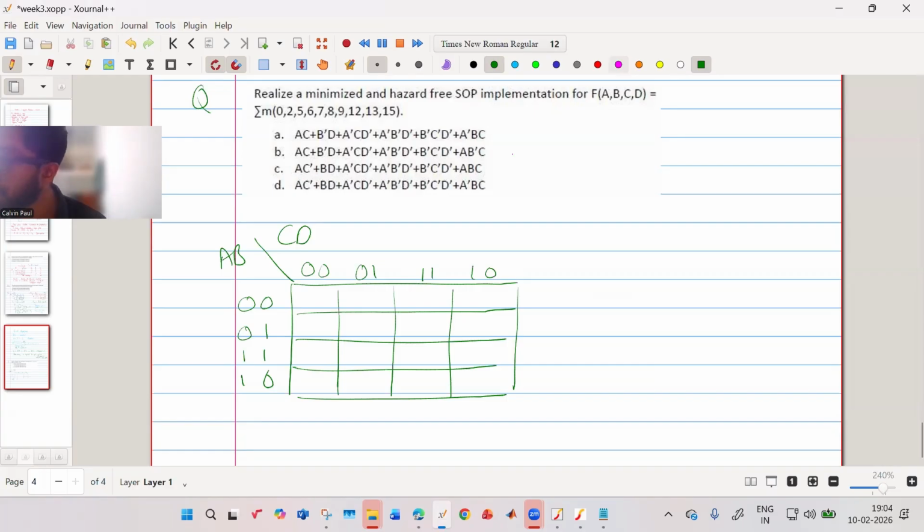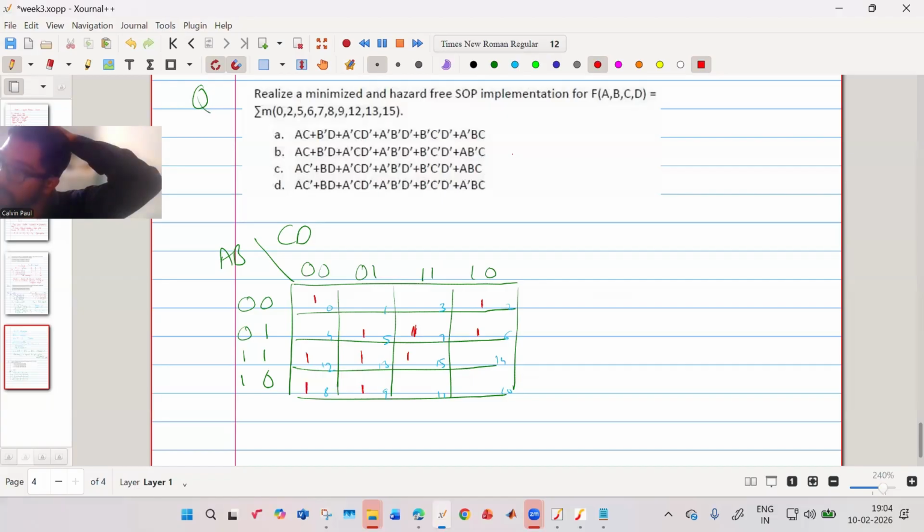Then let us number it again. 0, 1, 2, 3, 4, 5, 6, 7, 8, 9, 10, 11, 12, 13, 14, 15. Okay. So we have numbered it. Now let us put what are the values. So 0 is there, 2 is there, 5 is there, 6 is there, 7 is there, 8 is there, 9 is there, 12 is there, 13 is there, and 15 is there.